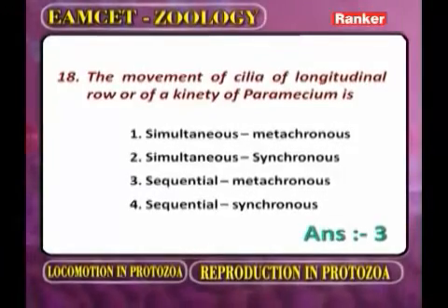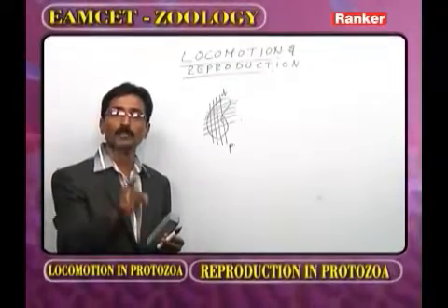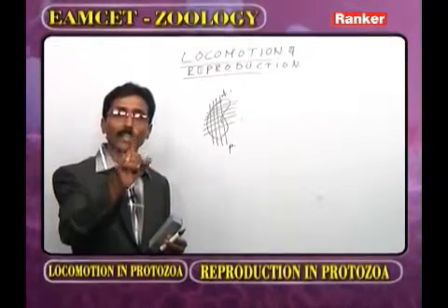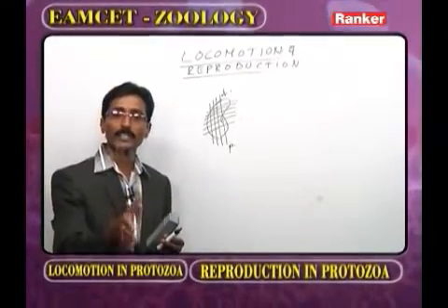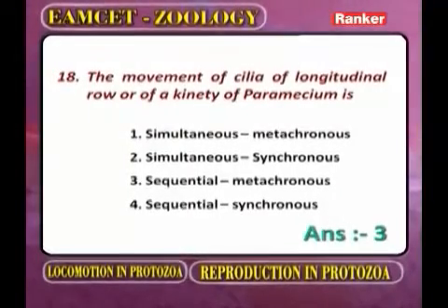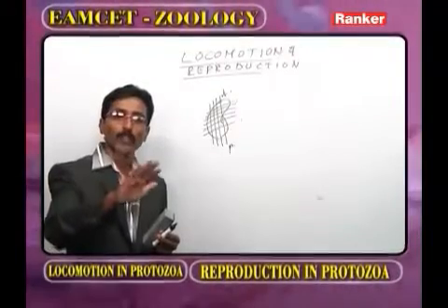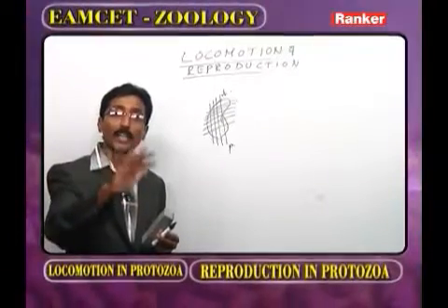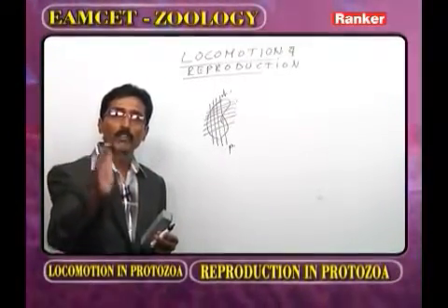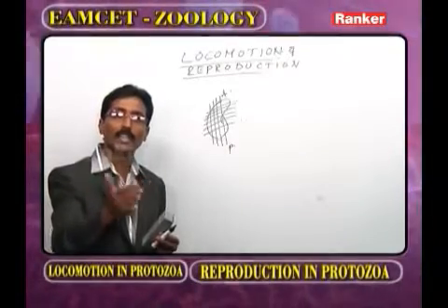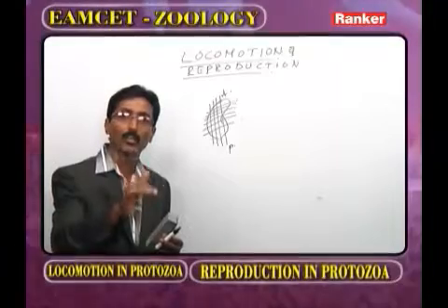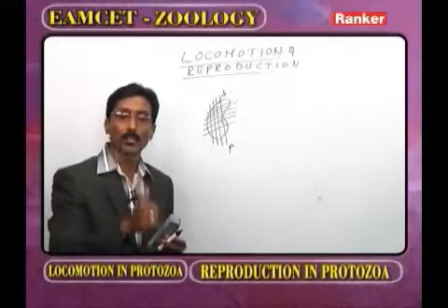What is meant by kinety? A longitudinal row of kinetosomes, kinetodesmata, and kinetodesmal fibrils, that we call one kinety. Here the question is about the movement of cilia of a longitudinal row. The cilia of a longitudinal row will beat the water one after another, or sequentially. Such type of movement brought about by a longitudinal row of cilia, we call metachronous movement.